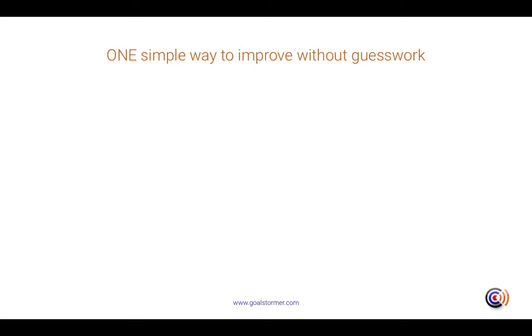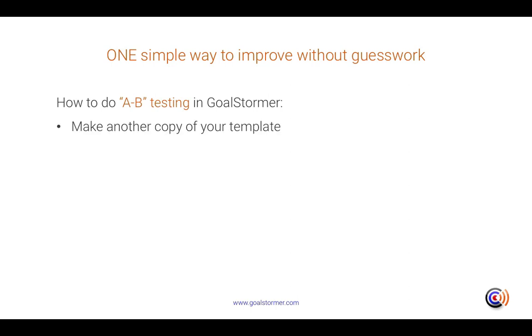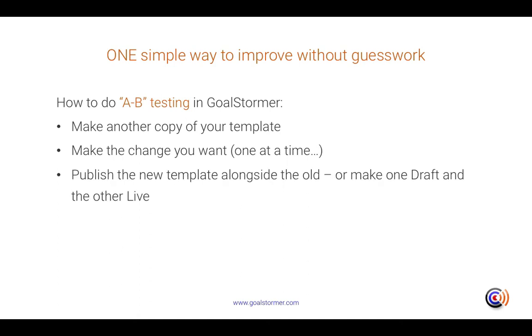Now, if you want to improve your templates or make changes and see what the impact is, this is how you do A/B testing very briefly in GoalStormer. In the same way that you made your first template from a goal, you make a second template by copying that same goal. Then ideally make one change at a time to the template, so that might be adding a step or changing the profile text, for example. And then you can either publish both templates, your existing one and the one you've just created, or you can make one draft and the other live and then swap them over after a month, say.